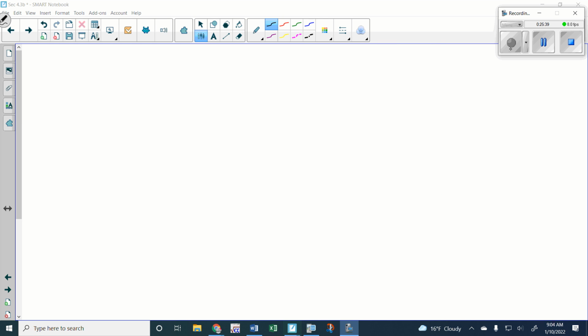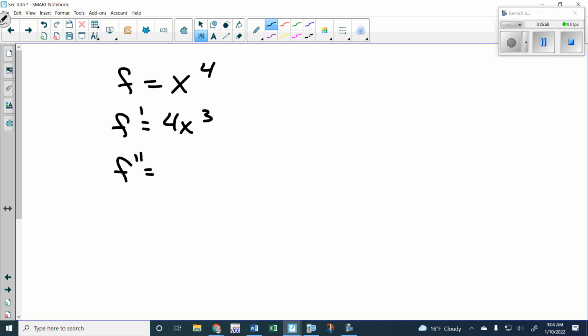Let's consider this for a second, okay? The question was, how do you know if a special point's an inflection point? Consider this function. My derivative is 4x cubed. My second derivative is 12x squared. So what's my critical point? 0. What's my special point? 0. So my critical point is 0. My special point is 0.